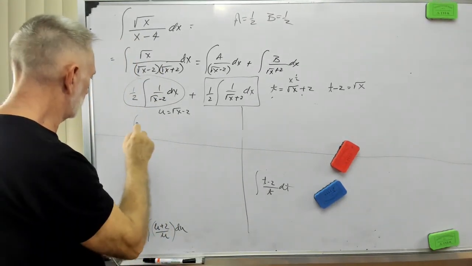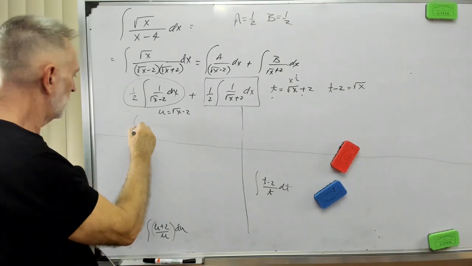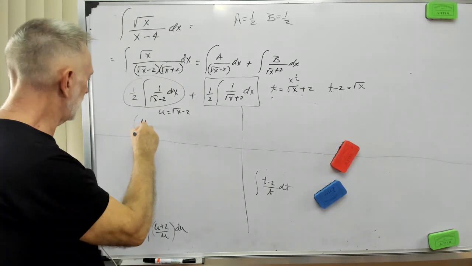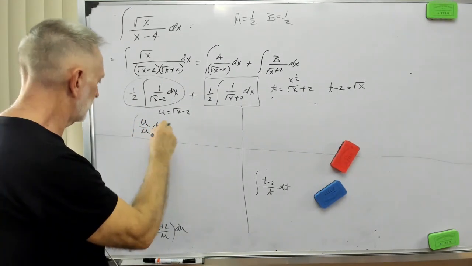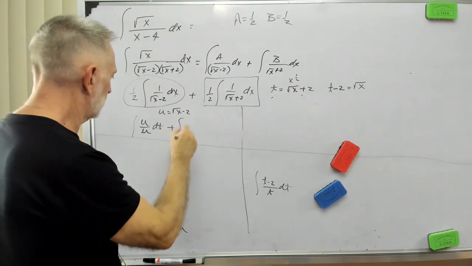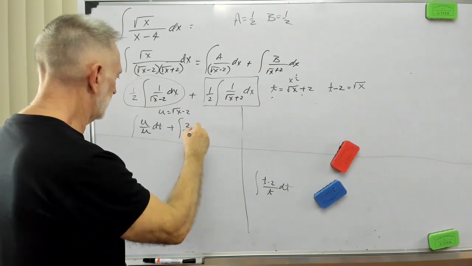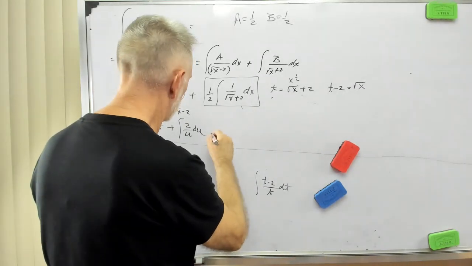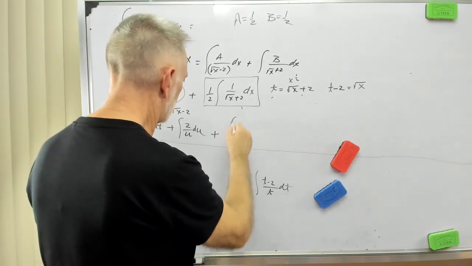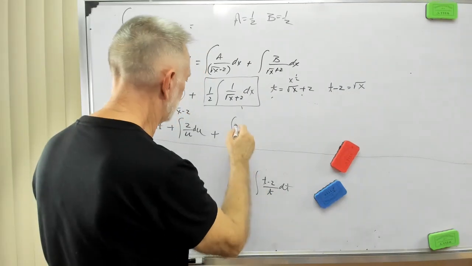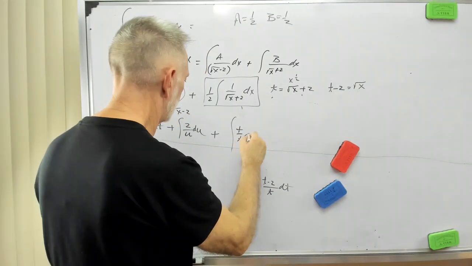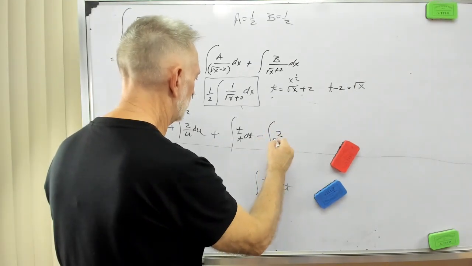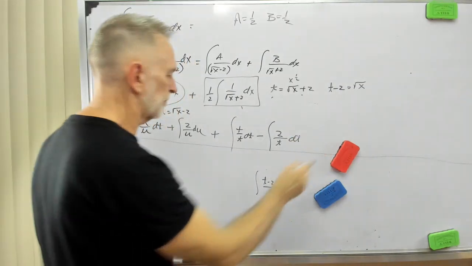I have the integral, we're in the u world, the integral of u plus 2 over u. So that's u over u, since I have one term in the denominator, plus the integral of 2 over u du, plus the integral of t over t dt, minus the integral of 2 over t dt.